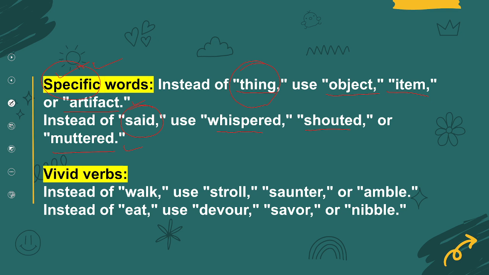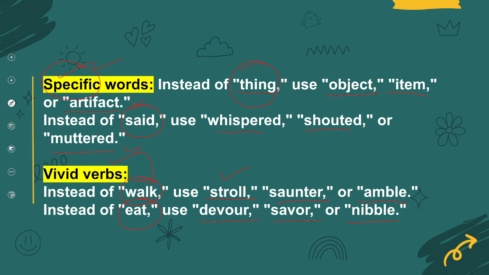Now, another thing that is included in specific language is your verbs. Verbs are very important. Instead of using the word walk, you can use stroll to show a specific image in the head. Now, stroll is different than walking. Saunter, amble. Instead of saying eat, if the subject is enjoying the food, you can say devour or devouring, savor, or nibble.